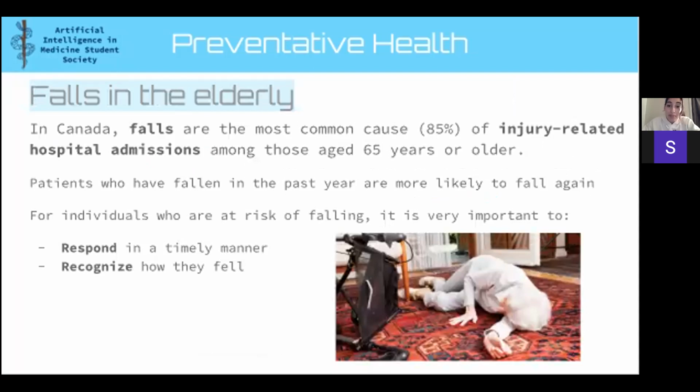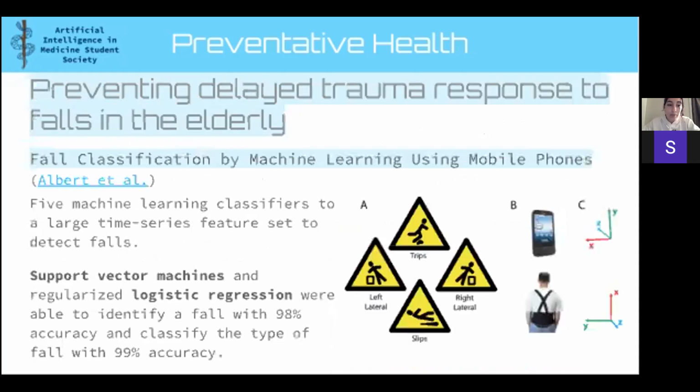Another thing that happens is elderly falls. So the National Trauma Registry, and this is kind of old, in 2003, reported that in Canada, falls are the most common cause, accounting for 85% of injury-related hospital admissions among those aged 65 or older. Several studies show that people who have fallen once will likely fall again in the future. In this vulnerable population, it's very important to respond quickly and recognize their mechanism of injury.